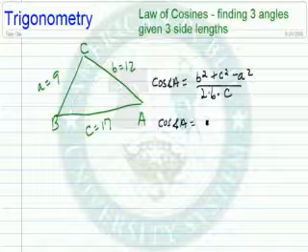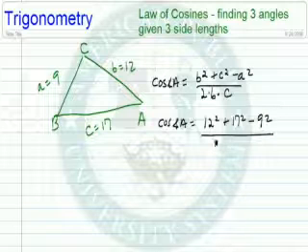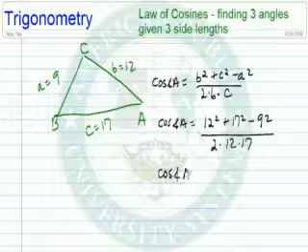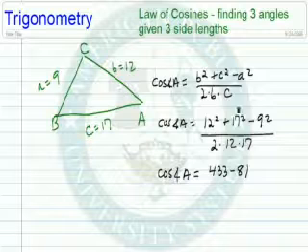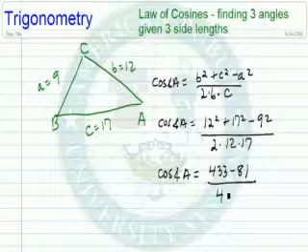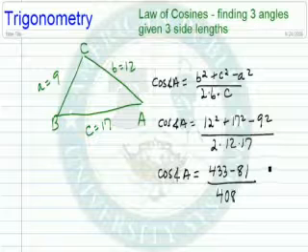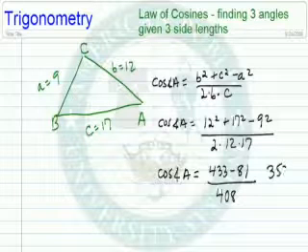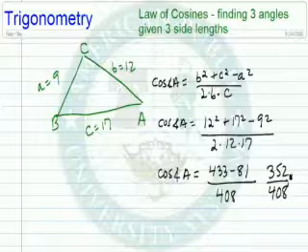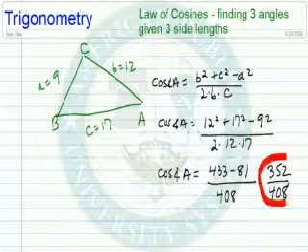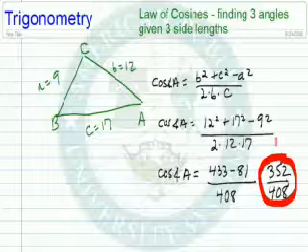Cosine of angle A equals 12 squared plus 17 squared minus 9 squared over 2 times 12 times 17. The cosine of angle A equals 433 minus 81 over 2 times 12 times 17, which ends up being 408. This turns into 352 divided by 408. Please understand that this creates a decimal number for us to look up on a table, or we can just do it directly in our calculator.